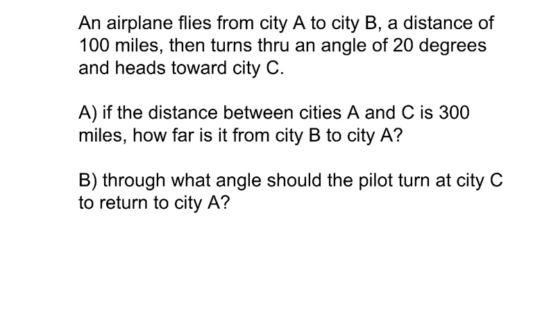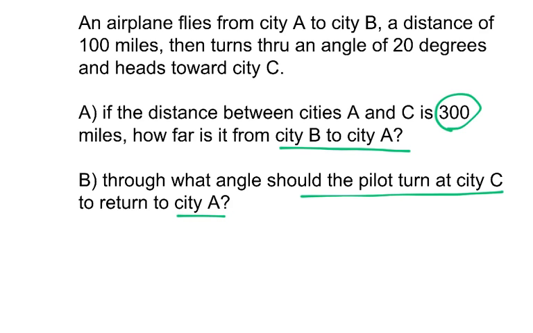Okay, your next problem is about an airplane that flies from city A to B, and then turns through an angle of 20 degrees and heads towards city C. And you have 2 parts. If the distance between the cities is 300, again this might change, how far is it from city B to city A, and what angle should the pilot turn at city C to return to city A?